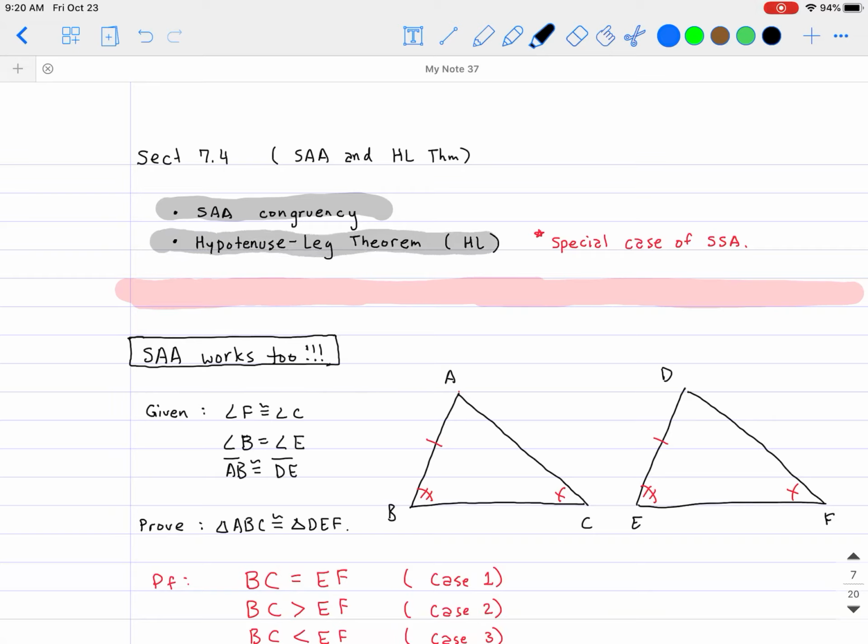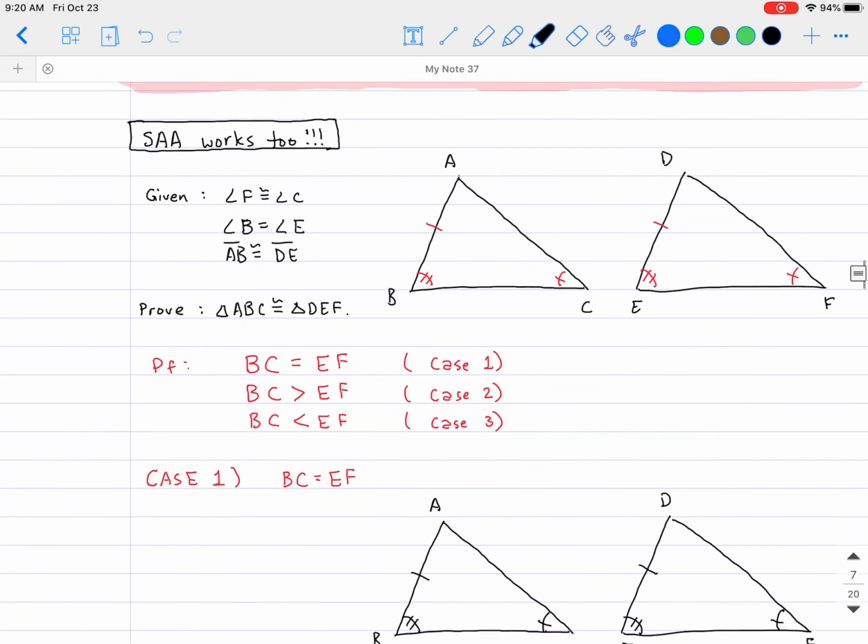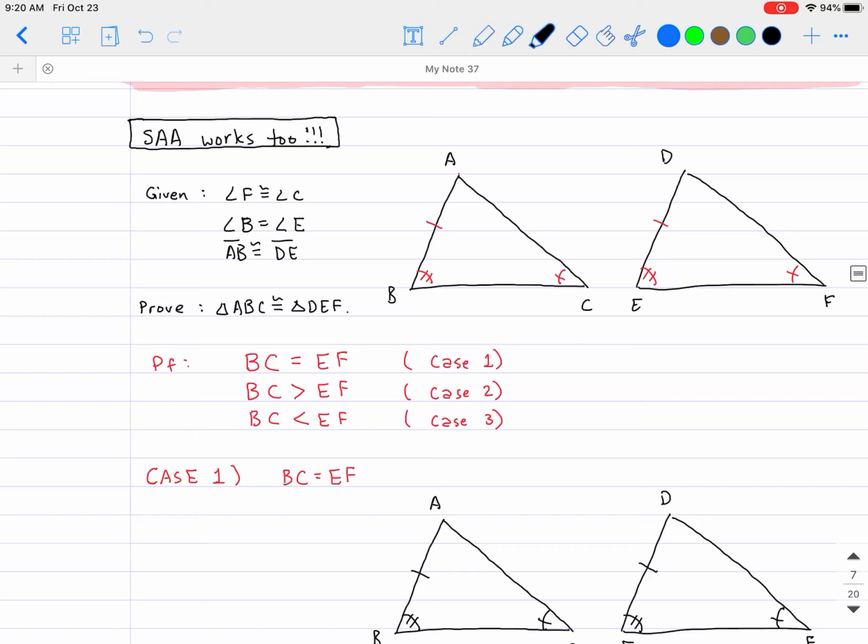All right, so as we mentioned, the first thing we're going to talk about is going to be the SAA congruency. And then afterwards, we're going to talk about the last one, which is the hypotenuse leg theorem. And that's basically kind of like the special case of the SSA. So we'll talk about how that works out in just a little bit. Okay, so let's go to our first part right here, which is proving that SAA actually works as well.